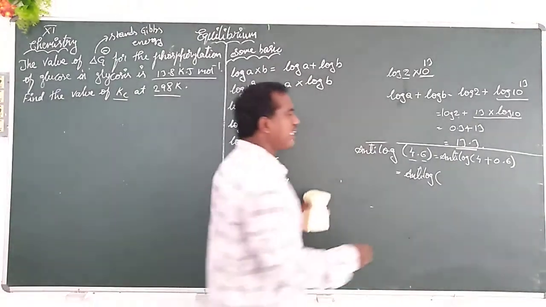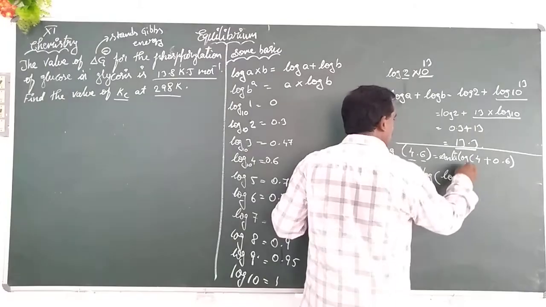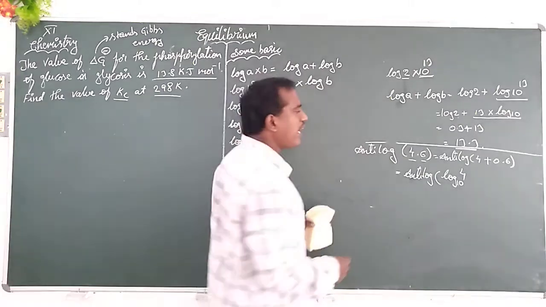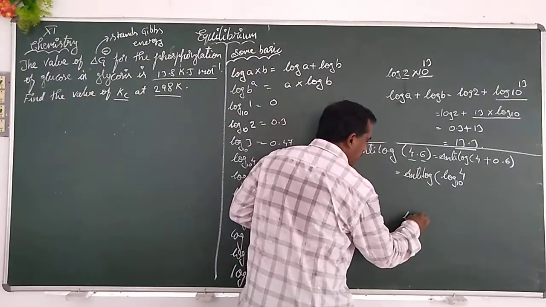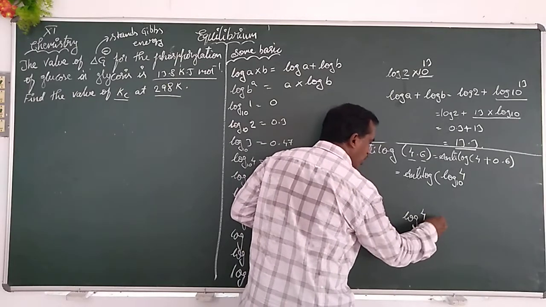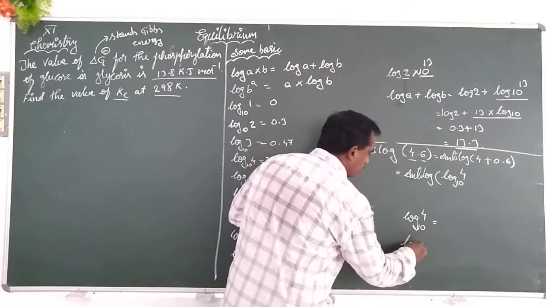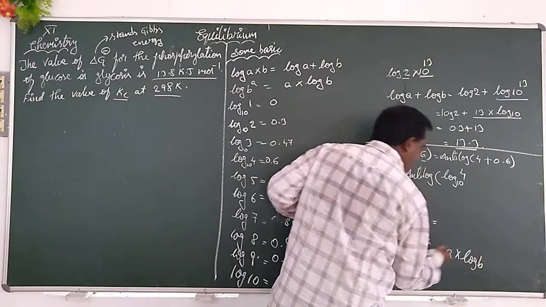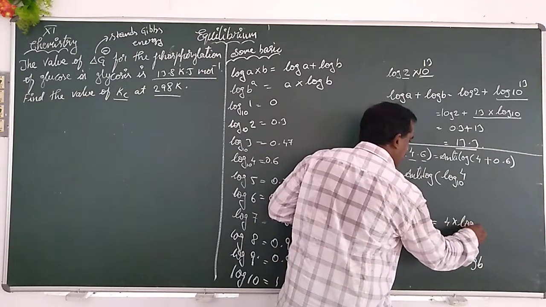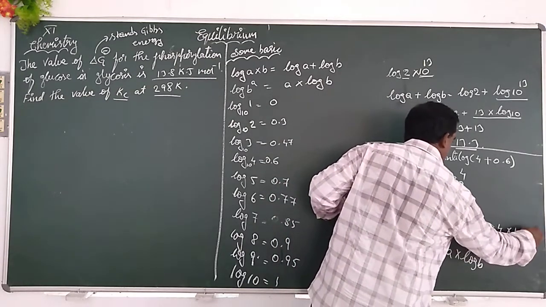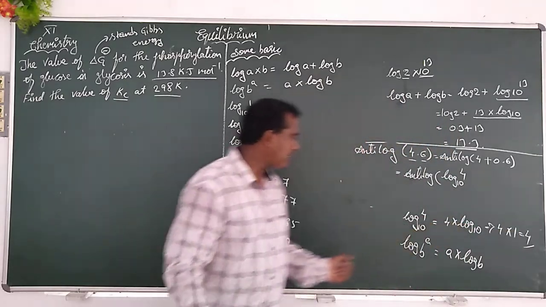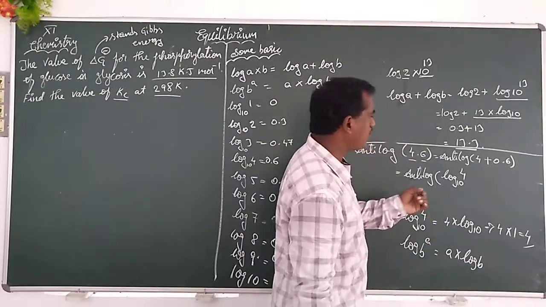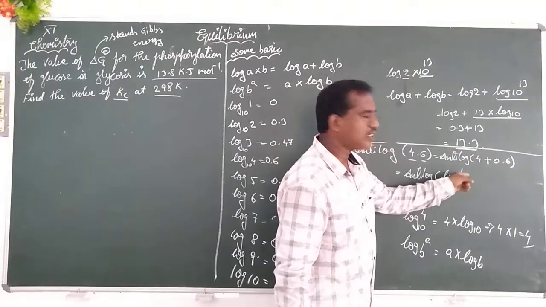4, I am writing it as log base 10 to the power of 4. Why have I written this? Because log base 10 to the power of 4 can be written as log b to the power of a, which we write as a into log b. So shall we write this as 4 into log base 10? 4 into 1 is nothing but 4, because the log base 10 value is 1. So it is equal to 4. So the 4 we are writing as log base 10 to the power of 4.